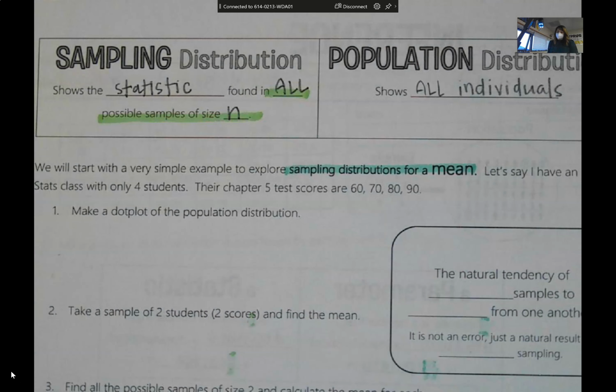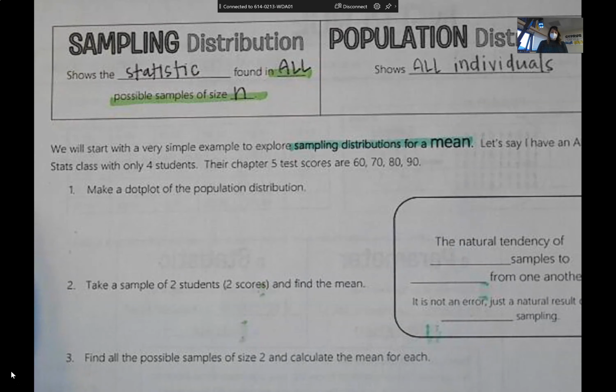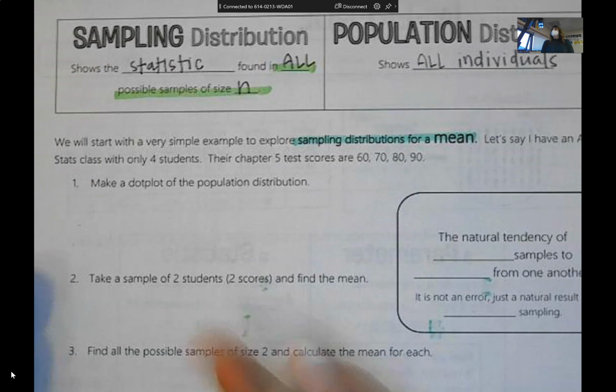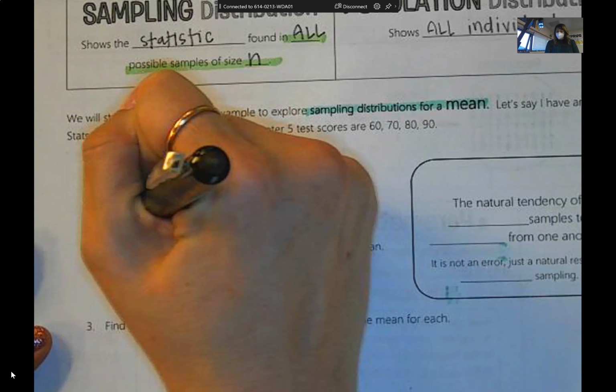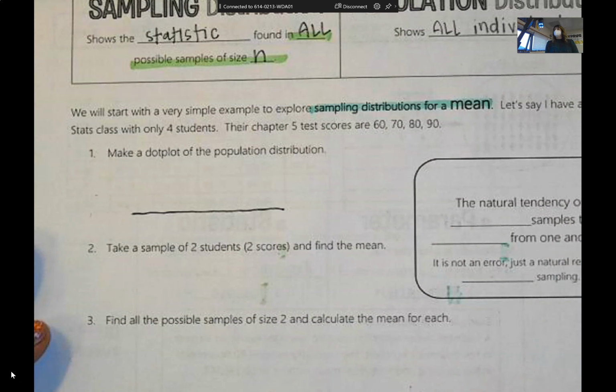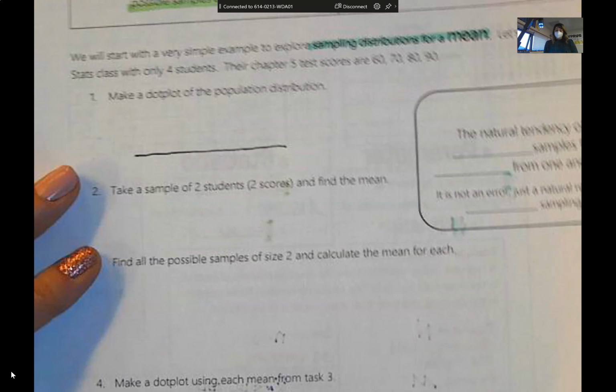So let's say that I have a stats class with only 4 students. It's getting that way. My 3B has 9 kiddos in it. So their chapter 5 test scores are 60, 70, 80, 90. Let's make a dot plot of the population distribution. So we're going to graph every single person in the population.